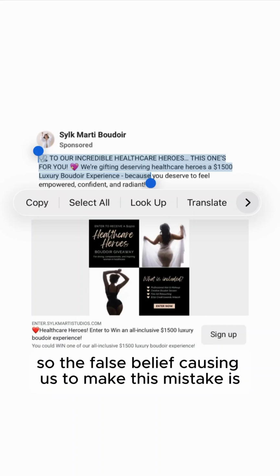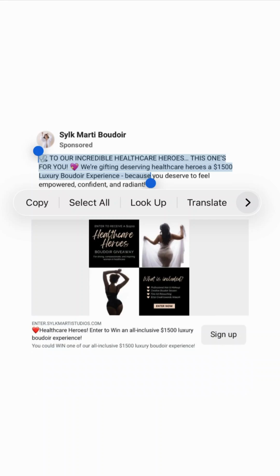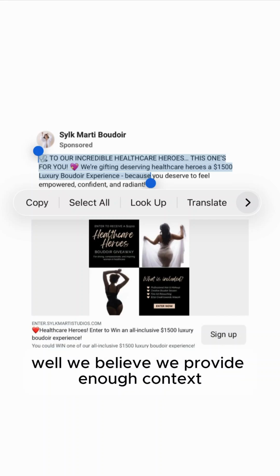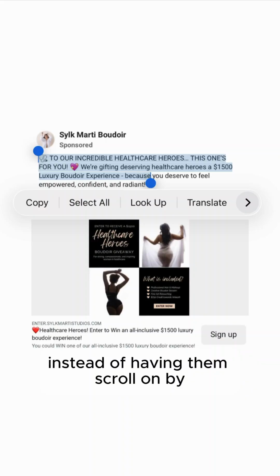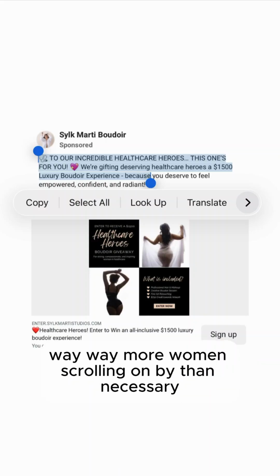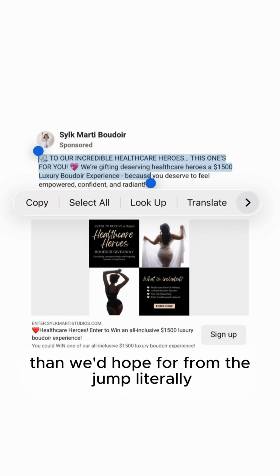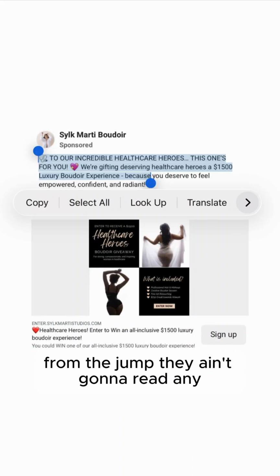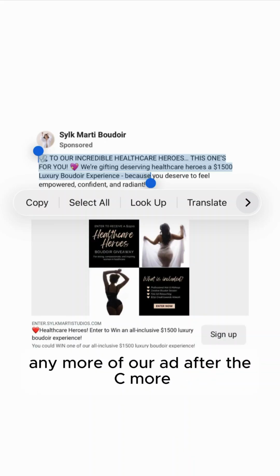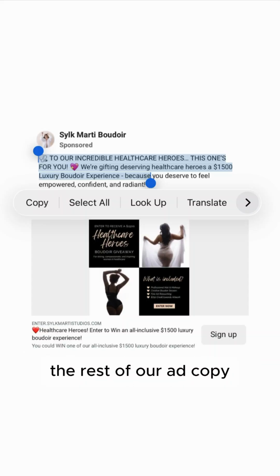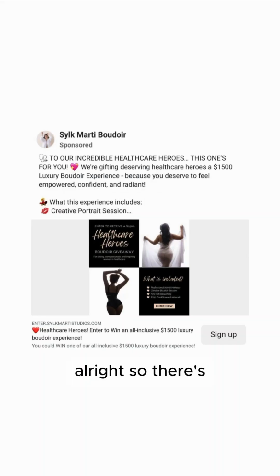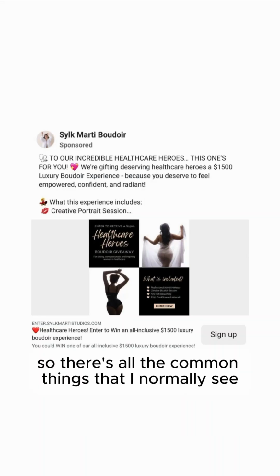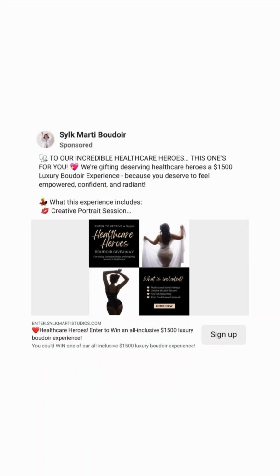So the false belief causing us to make this mistake is, well, we believe we provide enough context to have the right people click in instead of having them scroll on by. Well, the consequences: we actually have way more women scrolling on by than necessary than we had hoped for from the jump. Literally from the jump, they ain't gonna read any more of our ad copy. They're gonna fly on by. So all right, those are all the common things that I normally see, and that's what I see right now.